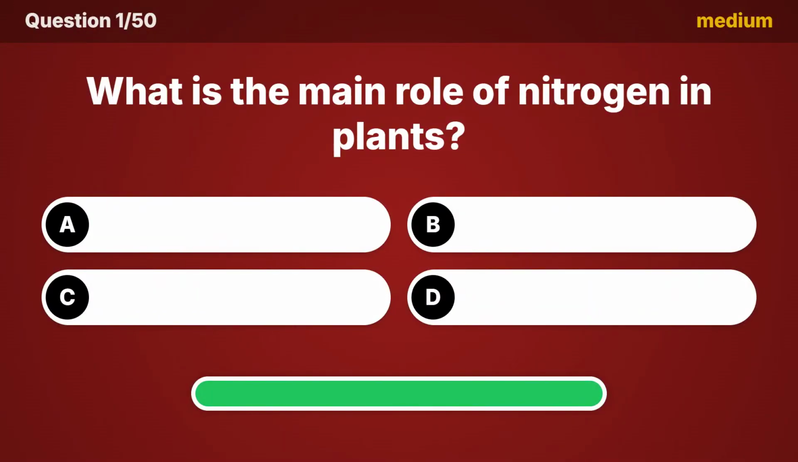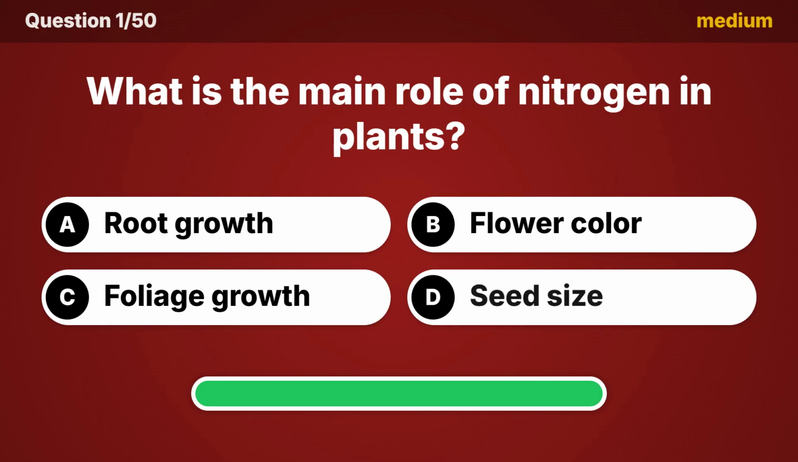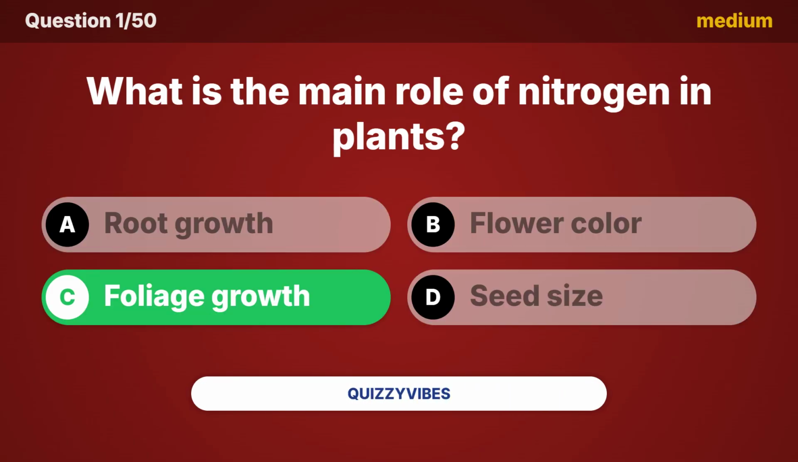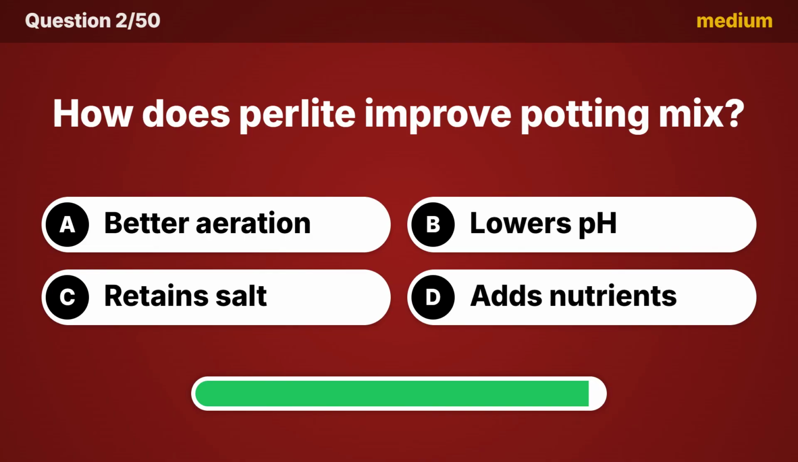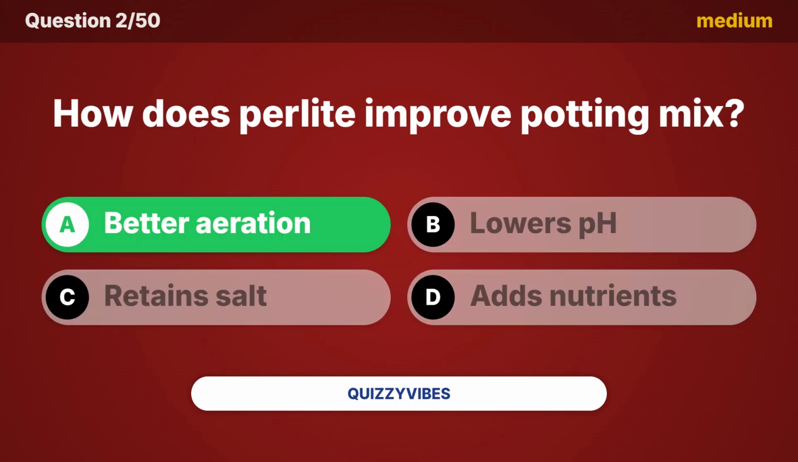What is the main role of nitrogen in plants? Here is the answer. Foliage growth. How does perlite improve potting mix? The correct choice is better aeration.